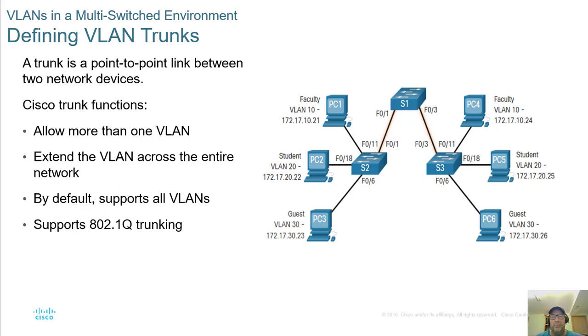It says a trunk is a point-to-point link between two network devices. Okay, that sounds like a thing. And Cisco trunks allow for more than one VLAN. Extend the VLAN across the entire network. By default, a trunk will support all VLANs, and it supports a tagging method called 802.1q, which we'll look at in just a second.